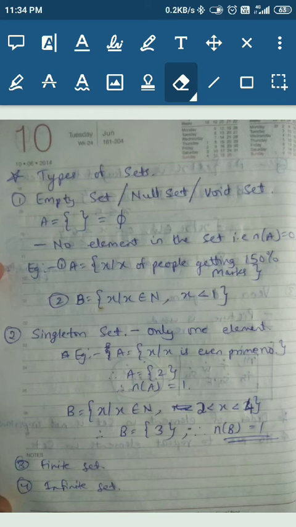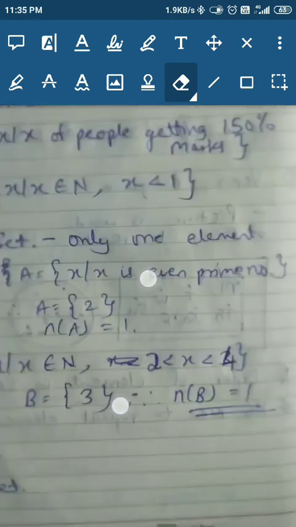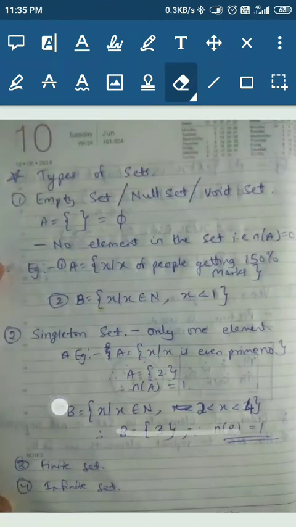Singleton set. In singleton set we have only one element. For example A equals to x such that x is an even prime number, so there is only one even number which is prime, that is 2, and therefore number of A equals to 1, and hence it becomes a singleton set. Next example, B equals to x such that x belongs to natural number and x is greater than 2 but less than 4, so there is only one natural number, and that is 3. Therefore number of B equals to 1, and that is why this set of ours becomes a singleton set.